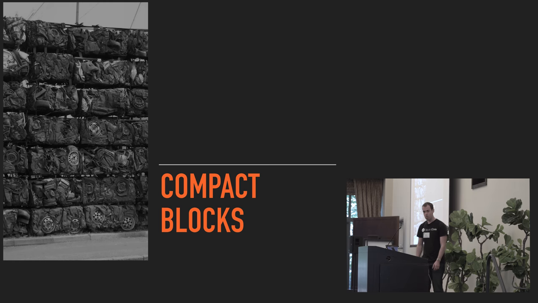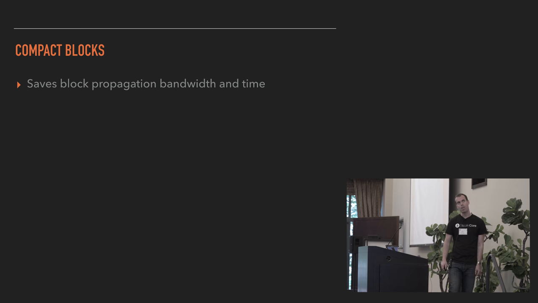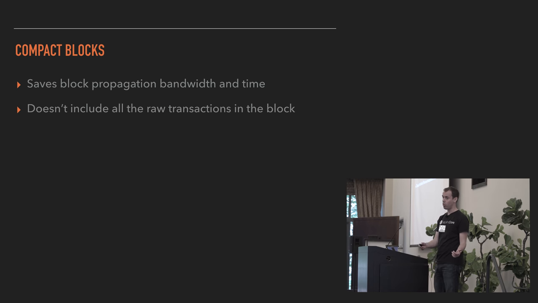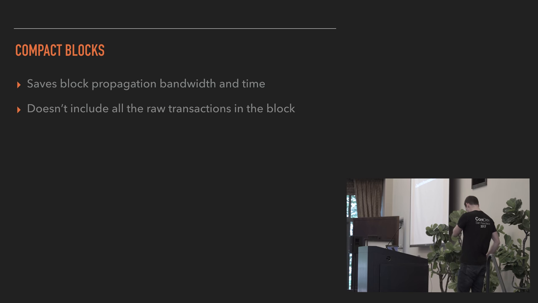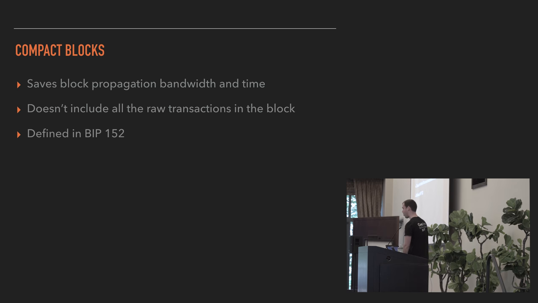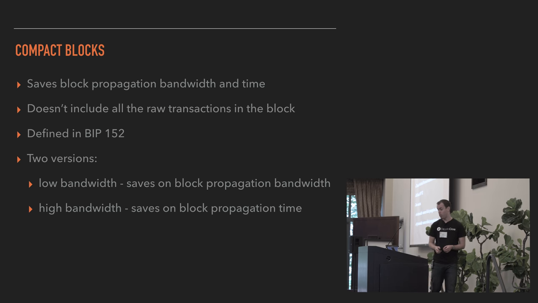Okay, a bit more about compact blocks. And again, this will link into mempools somehow. The compact block saves block propagation bandwidth and time, like I said earlier. And the way it does that is it doesn't include all of the raw transactions, the serialized transactions, when it transmits a block. And that's defined in BIP 152. It was introduced in, I think, version 12 or 13. There's low bandwidth, that will save on block propagation bandwidth, but not necessarily on time. And then high bandwidth, which is what really saves on block propagation time.